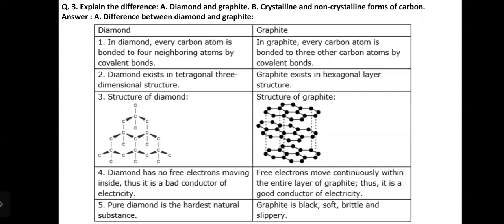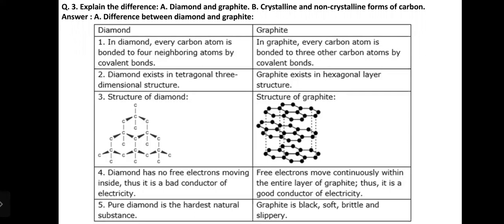Now, in diamond, every carbon atom is bonded to 4 neighboring atoms by covalent bond. The figure is also given below, in which you can see the atom at the center is bonded to the 4 neighboring atoms by covalent bond. So this is the structure of diamond.